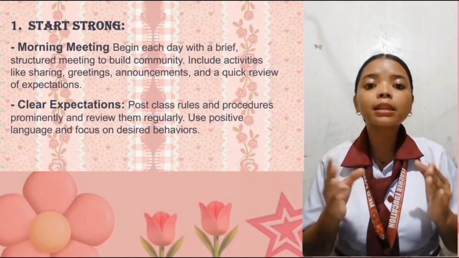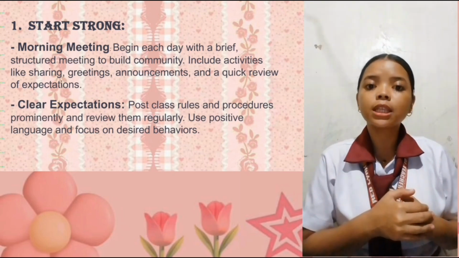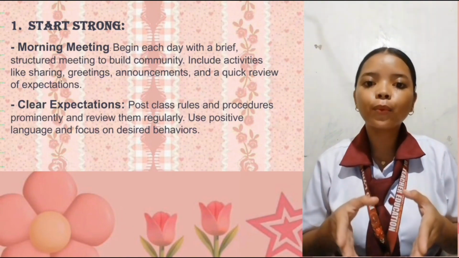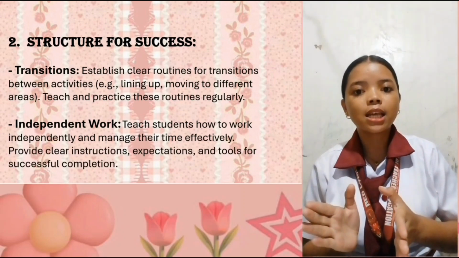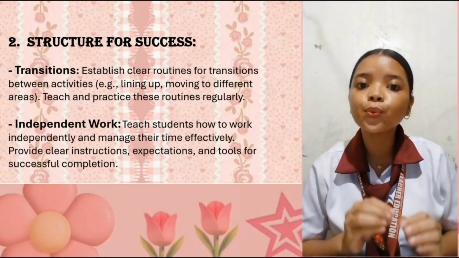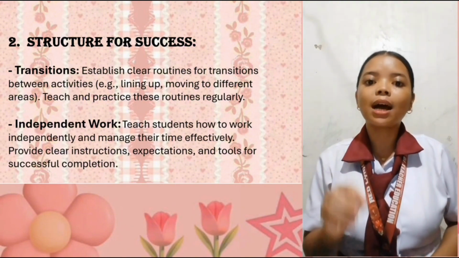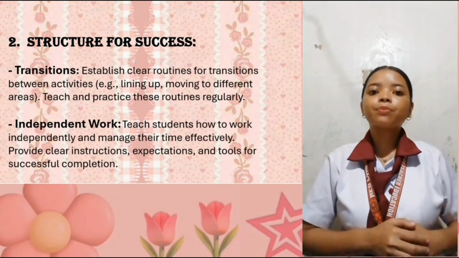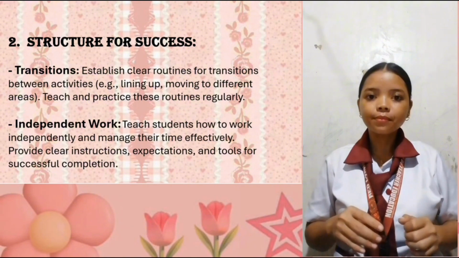We also have clear expectations. Post class rules and procedures prominently and review them regularly. Use positive language and focus on desired behaviors. Number 2, we have structure for success. For transitions, establish clear routines for transitions between activities, lining up, moving to different areas. Teach and practice these routines regularly.